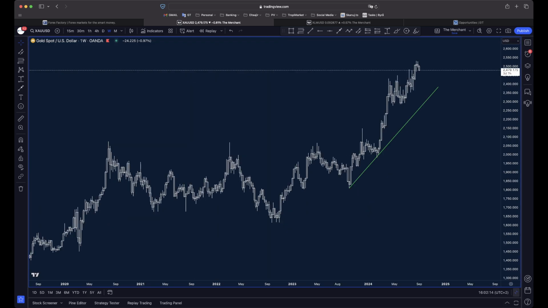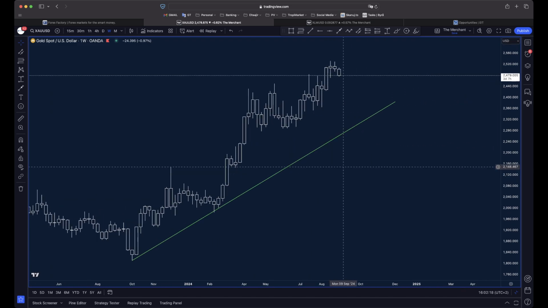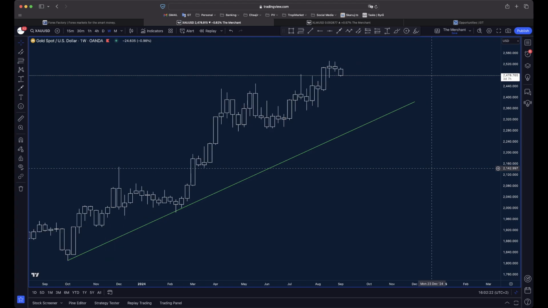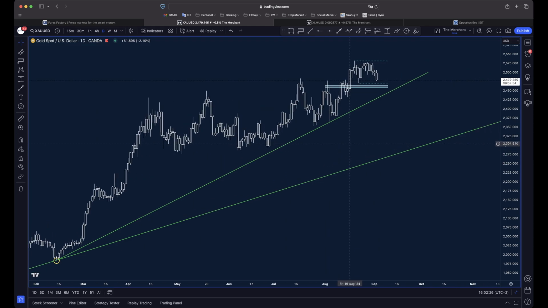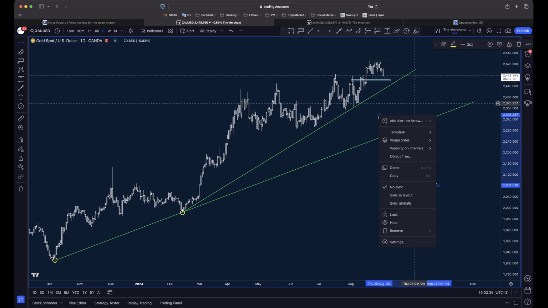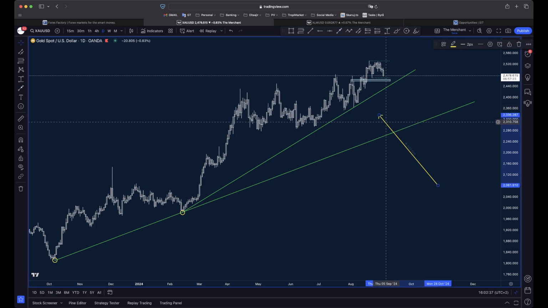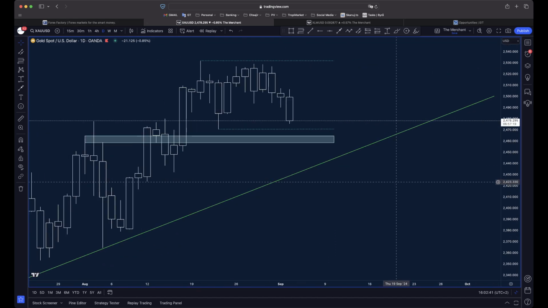Last, let's look at this one. On weekly time frame we have this uptrend, as you can see, this channel. We also have on daily time frame an outer long-term trend line, which is this one, and an outer trend line, which is this one, and if we zoom in, we will also have an inner trend line.